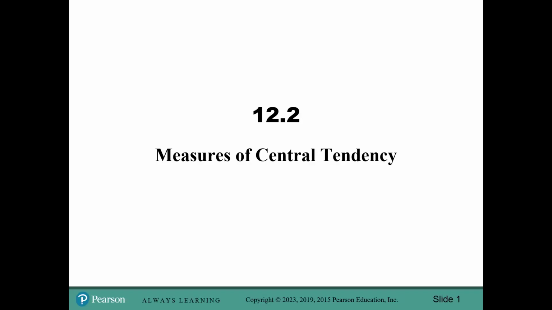All right, welcome in. We are in module 13, which is in chapter 12's material. We'll start here with measures of central tendency. So without further ado, let's dive into it.